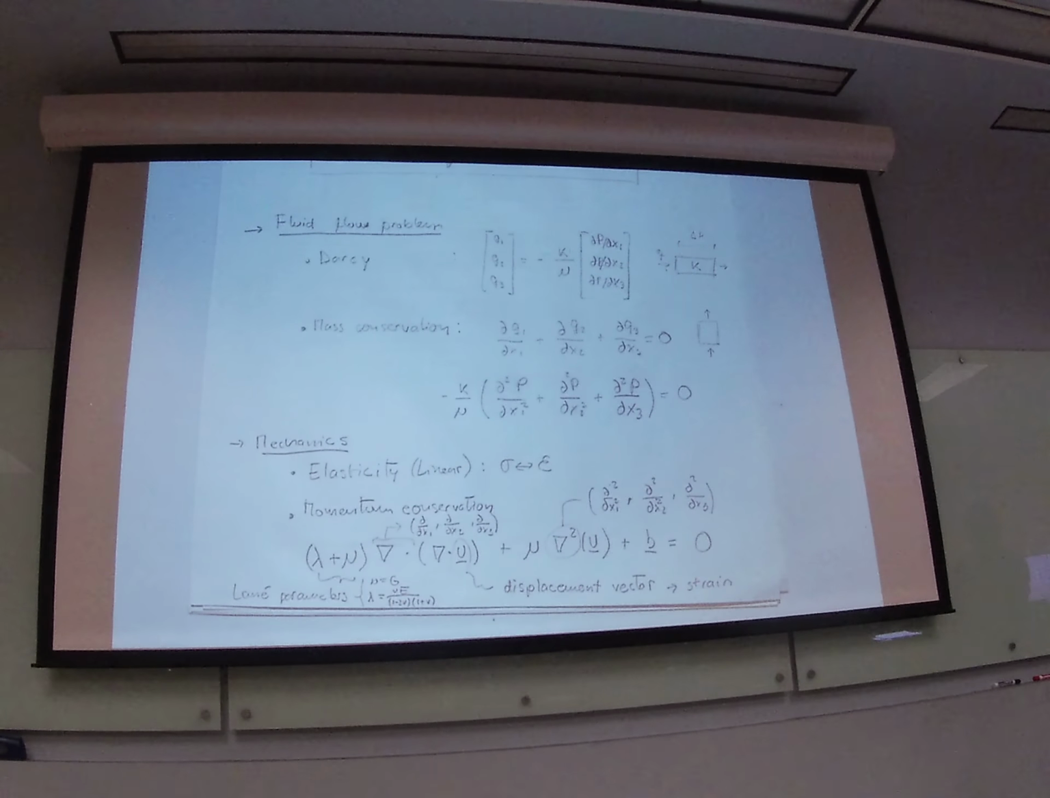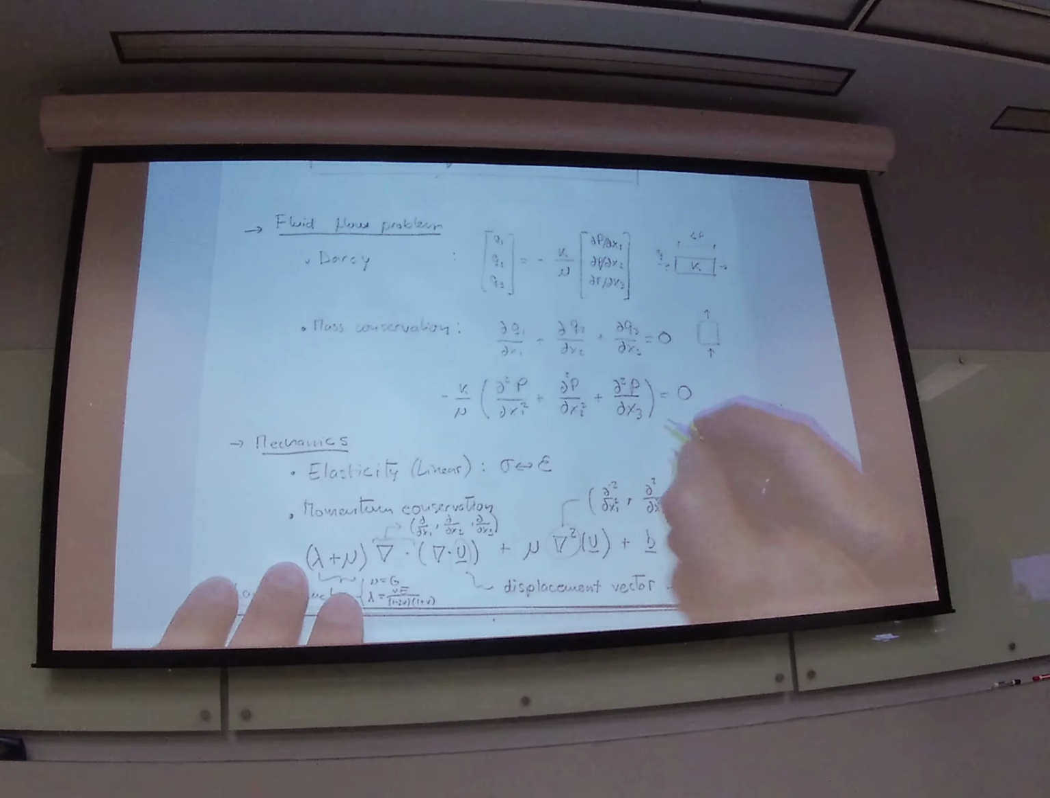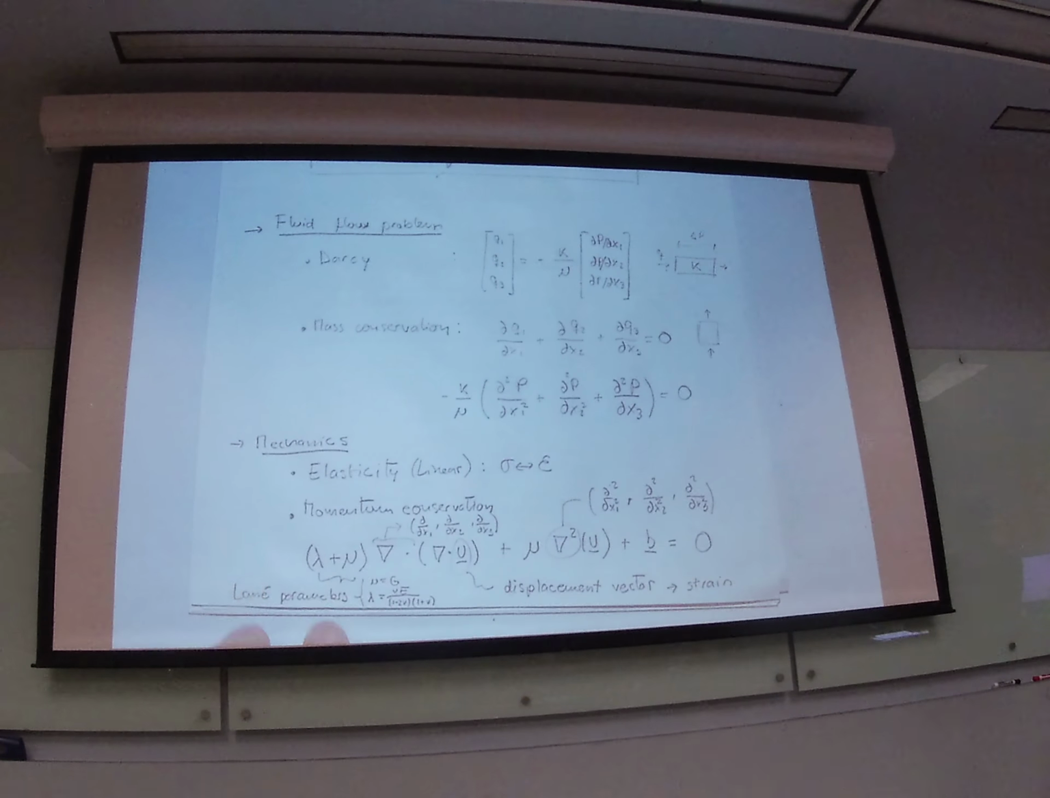Yes? In the Laplace operator, should dx3 also be squared, because you didn't square it in either equation? Yes, I always forget those. Thanks.